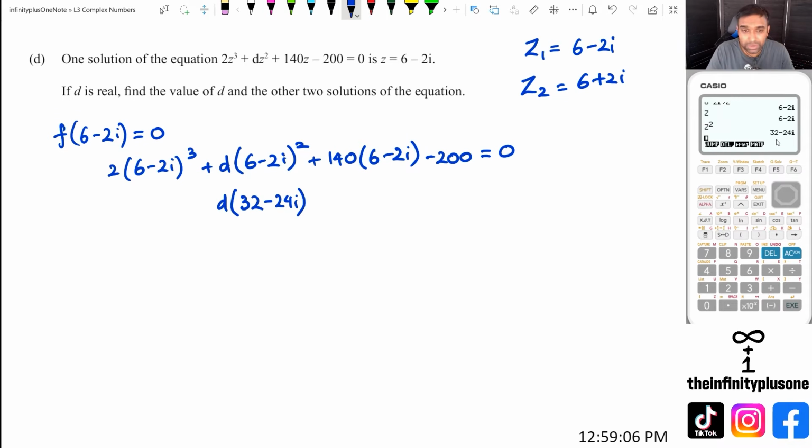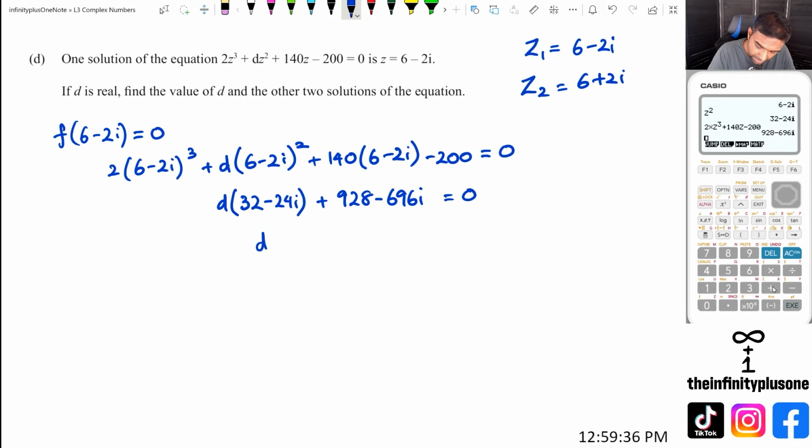Now what I want to do is do the rest of the parts so I can figure out what it is. So I'm going to go 2 times alpha z to the power of 3, so that's 2z cubed. Then I've got plus 140 times z minus 200. And what I'm getting is 928. So I'm just going to write this down: 928 minus 696i equals 0.